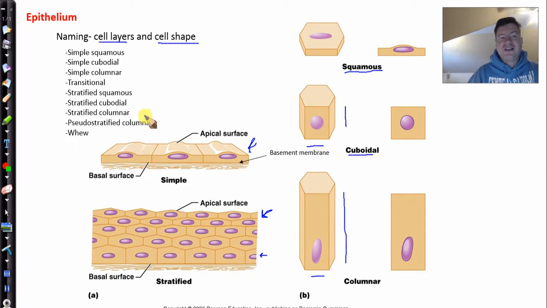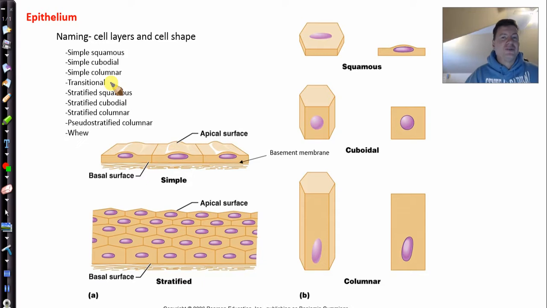And we'll see some examples of that in a second. A couple of exceptions to this. Transitional epithelium, if you look at the bladder, for example, which contains transitional epithelium, depending on how full the bladder is, it can change the shape of the cells. So transitional actually appears to have multiple cell shapes in its apical surface, which gives it a sort of misleading morphology or shape depending upon how full the bladder is.